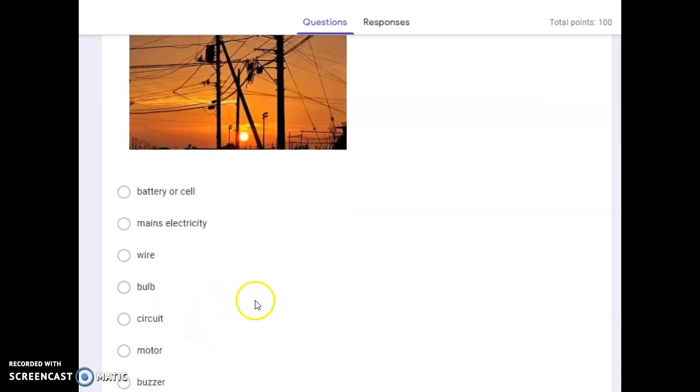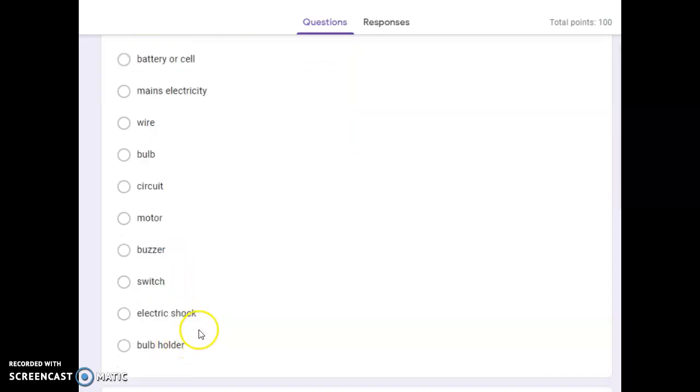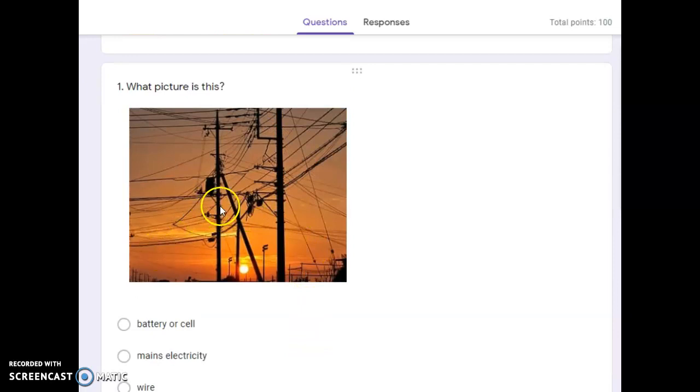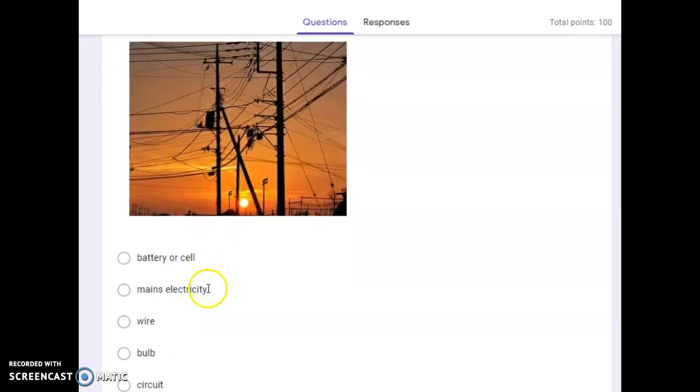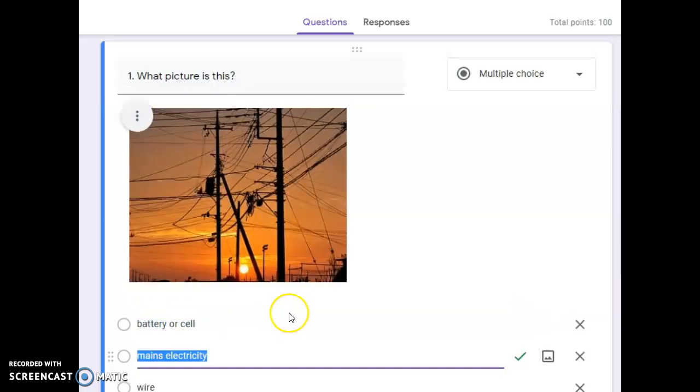Mains, electricity, wire, bulb, circuit, motor, buzzer, switch, electric shock, or a bulb holder. If you know this picture and you are very sure that this picture is a mains electricity, you are going to click this circle and then select mains electricity.